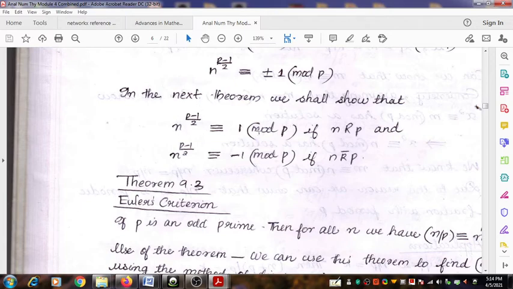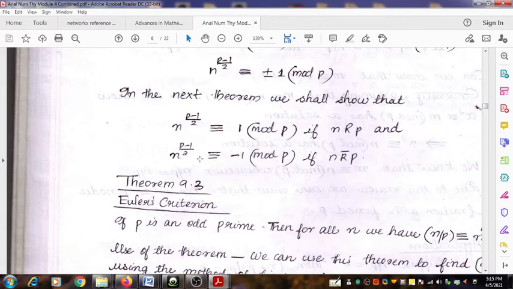In the remaining case, we have n is a quadratic non-residue mod p, and then (n bar p) is equal to minus 1. In that case, we have just proved that n raised to (p minus 1)/2 is not congruent to 1 mod p. Then to which quantity can it be congruent? It must be congruent to minus 1.